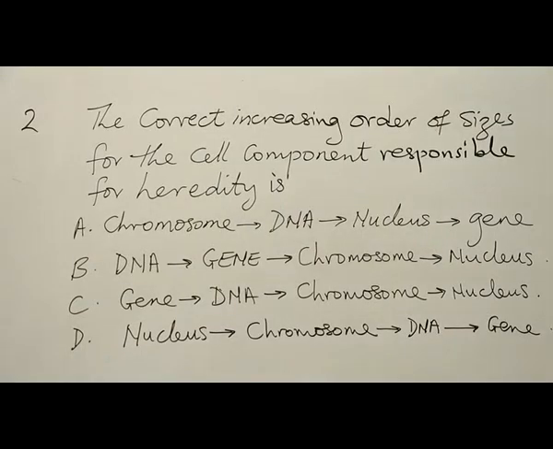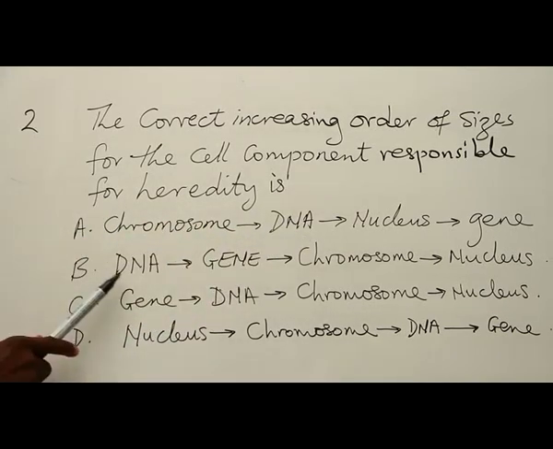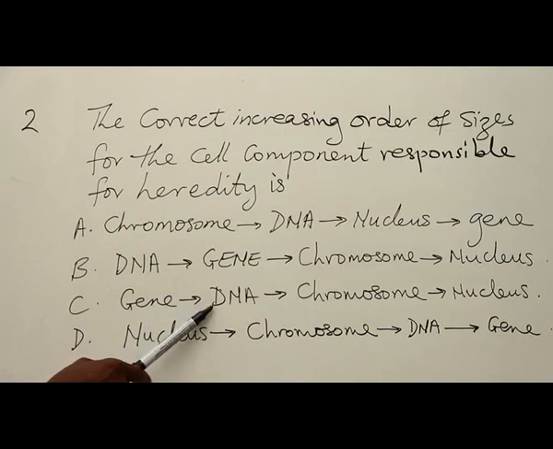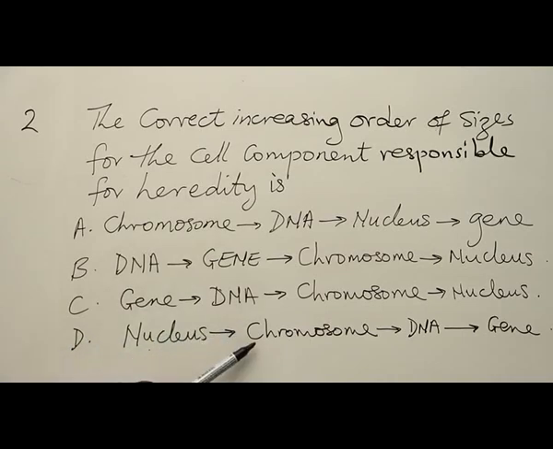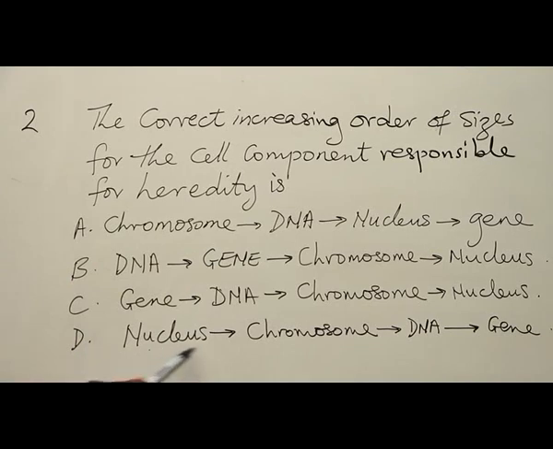Example 2. The correct increasing order of sizes of the cell components responsible for heredity is A. Chromosome to DNA, DNA to nucleus, nucleus to gene. B. DNA to gene, gene to chromosome, chromosome to nucleus. C. Gene to DNA, DNA to chromosome, chromosome to nucleus. D. Nucleus to chromosome, chromosome to DNA, and DNA to gene. Now, the two correct ones are C and D. This one is in ascending order, while this one is in descending order.